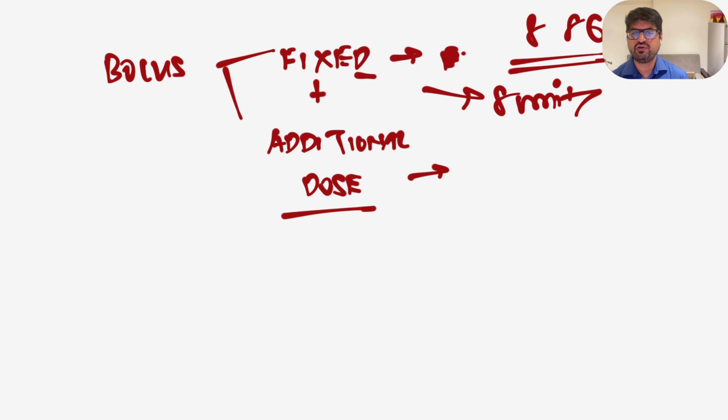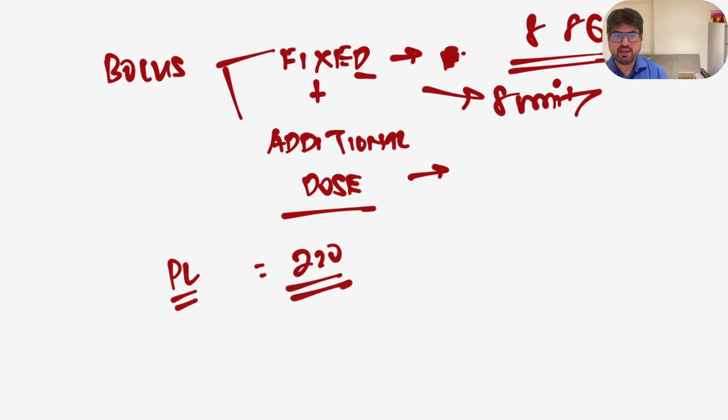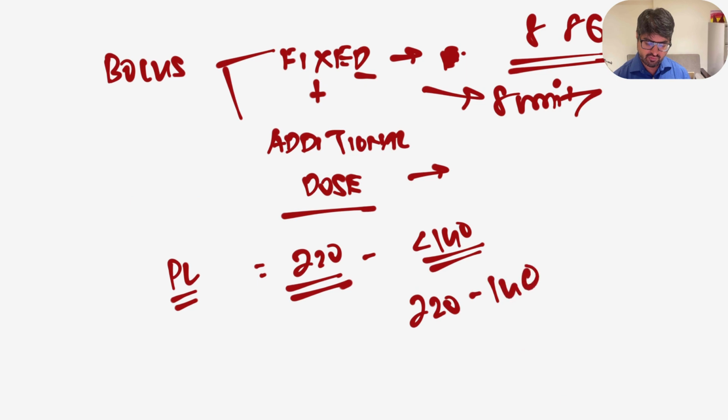The additional dose which you will give will be for the extra sugar. So let's say you check the patient's pre-lunch blood sugar and it is 220. It's high. You want the pre-lunch sugar to be less than 140, so let's put it as 140. So 220 minus 140, that's 80 mg/dL, the extra sugar which you need to correct.